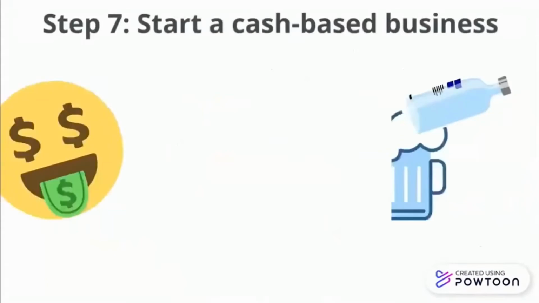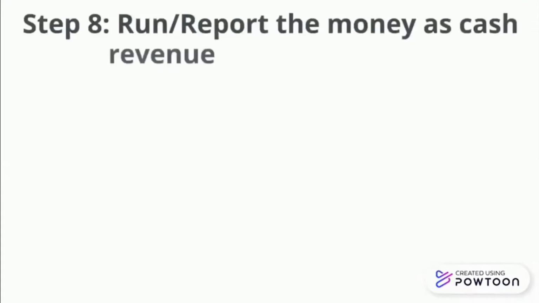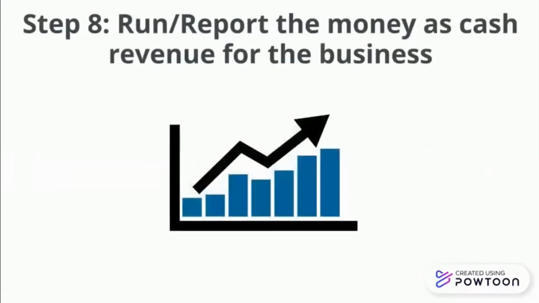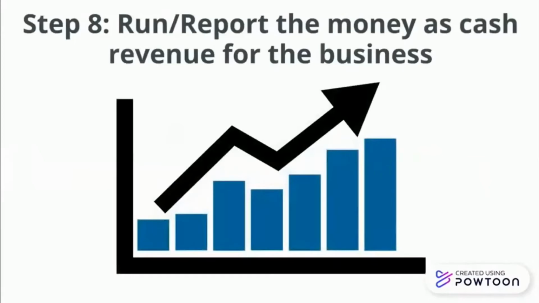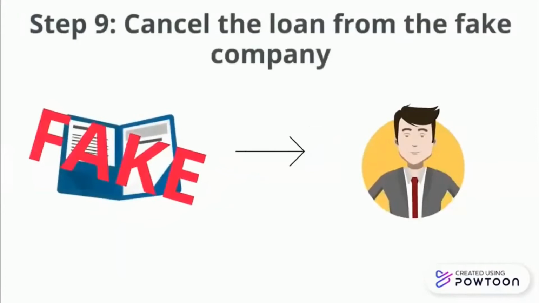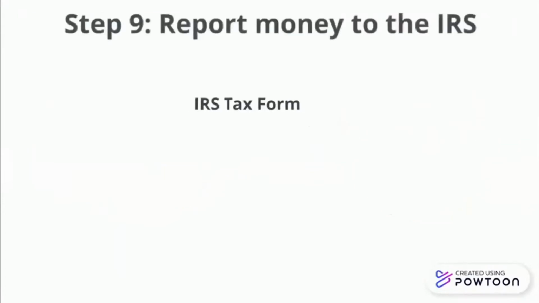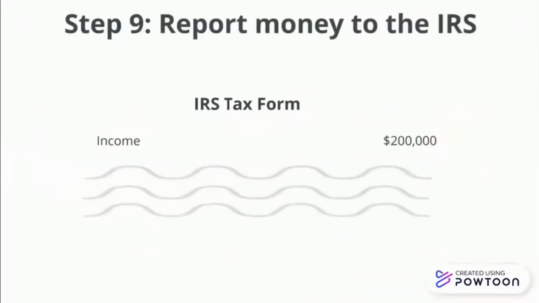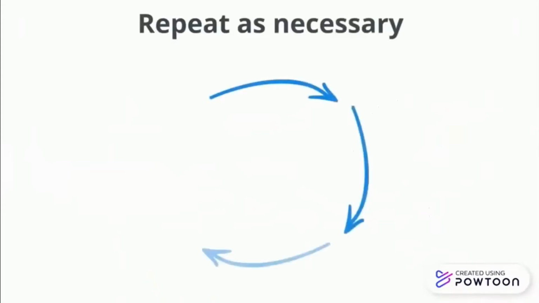Step 7 is to start a business that has a lot of cash transactions, such as a bar. You then fraudulently report this money from illegal sources as revenue through your cash-based business. Then cancel the loan, allowing you to keep the money. It is important to report the money as income to the IRS, which you will pay taxes on. Repeat this process as necessary in order to make funds from illegal sources appear as from legitimate business sources.